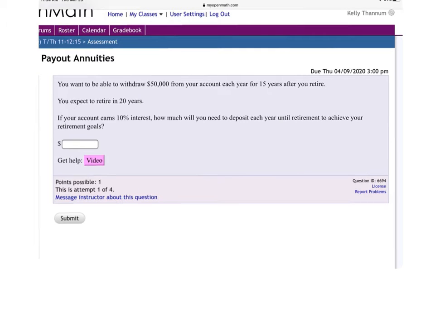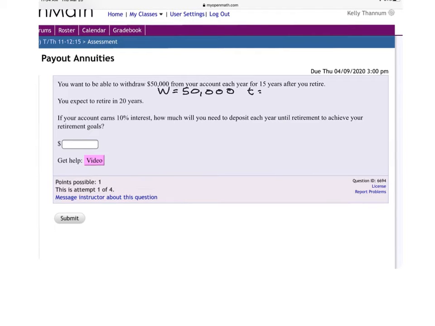Okay, so number 4 from the annuities assignment tends to be a bit of a problem child. So let's read it carefully. You want to be able to withdraw $50,000 from your account each year for 15 years after you retire. So let's just write down what we know from this.